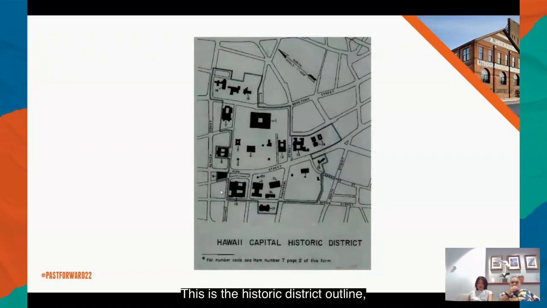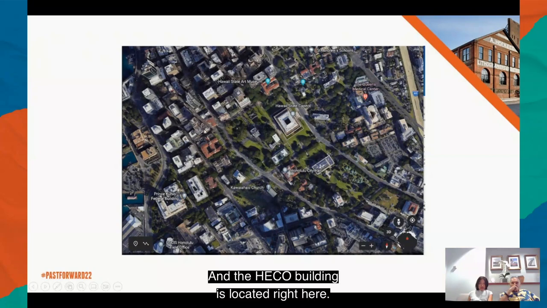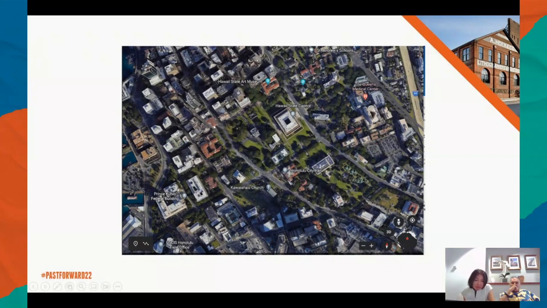This is the historic district outline, which you can see a little better here in the Google Map view. So it's basically this green area here, and the HECO building is located right here. This is the state capitol. This is a historic post office. And this is the Iolani Palace right here.